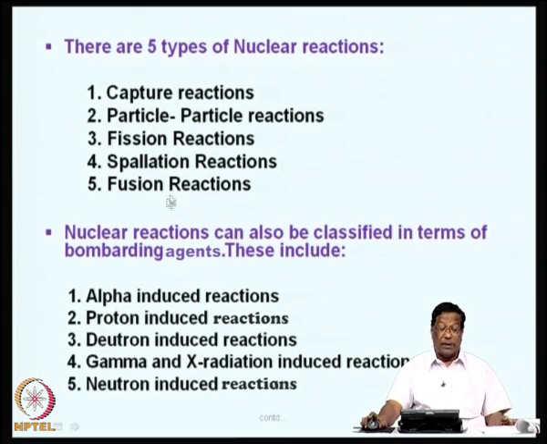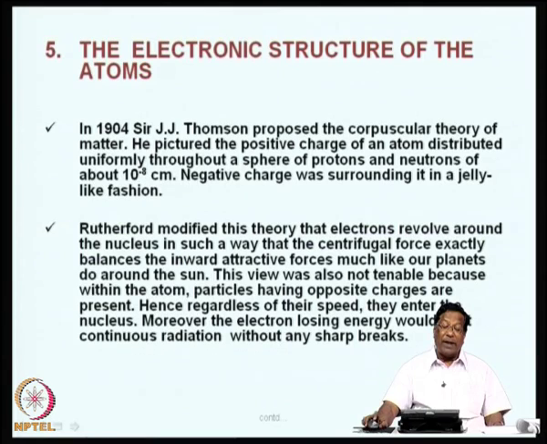Nuclear reactions can also be classified in terms of bombarding agents. These bombarding agents include alpha induced reactions, that is helium atoms, and then proton induced reactions, bombardment with hydrogen, deuteron induced reactions, bombardment with deuterons, gamma and X radiation induced reactions and neutron induced reactions. We will not go into details of these reactions, because as and when the need arises, I will come back to this and explain to you in more detail.